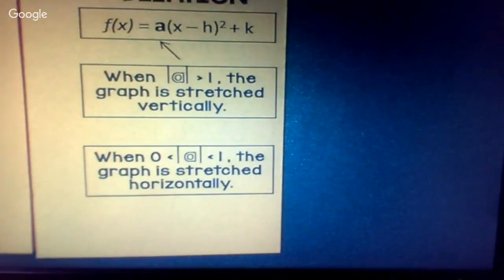vertically. If I'm stretching vertically, am I going to get skinny or fat? If I take a string and put it on the top of Stefan's head, and I say, your neck is going to get skinny. Okay, Stefan's going to get skinny. So if A is greater than 1, this is skinny norm.